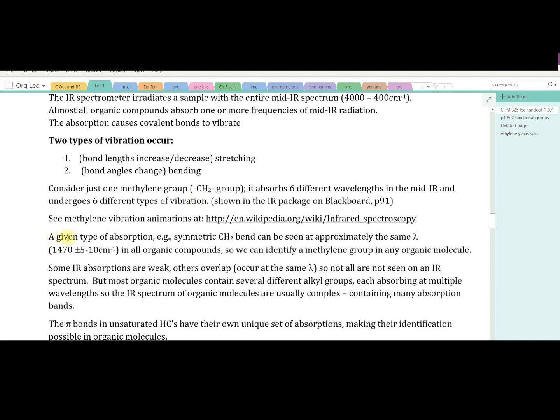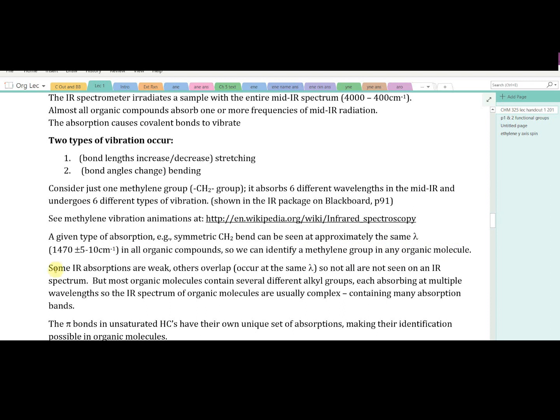A given type of absorption, for example the symmetric methylene bend, can be seen at approximately the same wavelength, 1470 plus or minus 5 to 10 wave numbers, in all organic compounds. So we can identify a methylene group in any organic molecule.